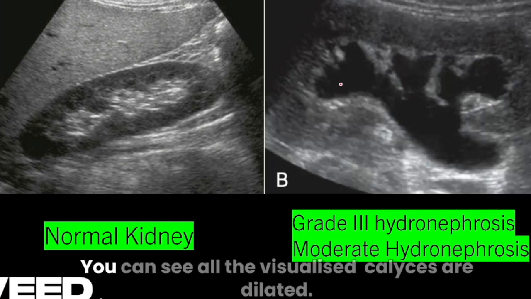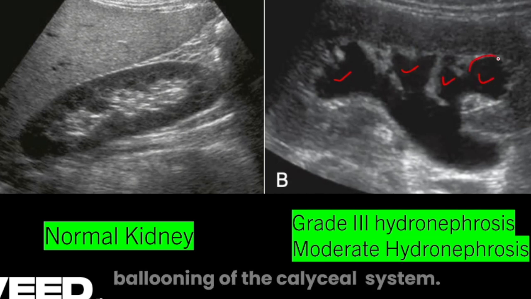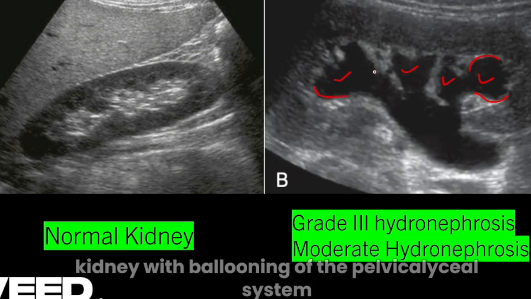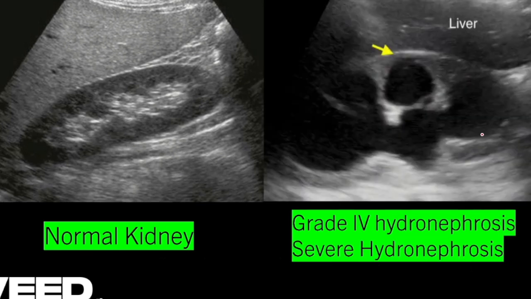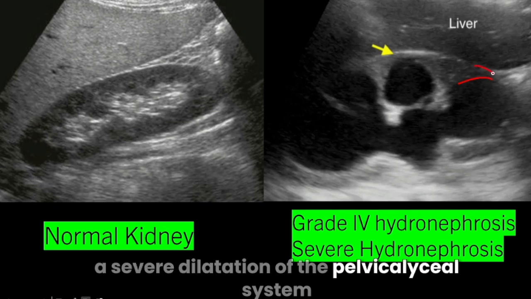Now look at this image. You can see all the visible calyces are dilated. Also you can see this ballooning of the calyceal system. Dilatation of all the pelvicalyceal system of the kidney with ballooning of the pelvicalyceal system is considered as grade 3 or moderate hydronephrosis.